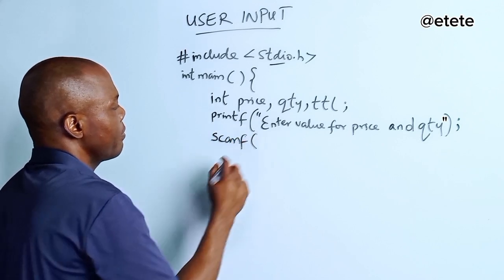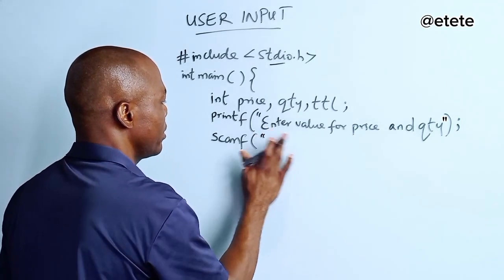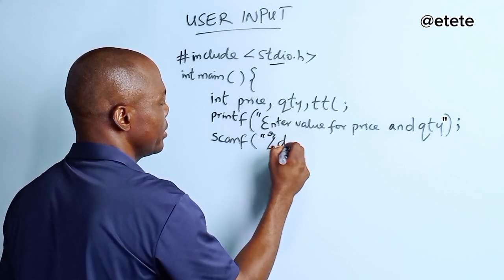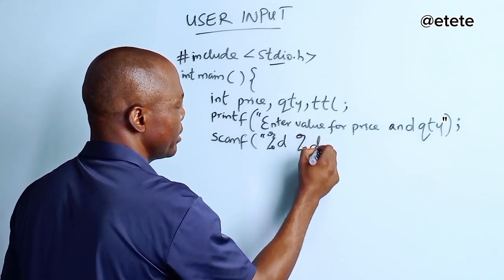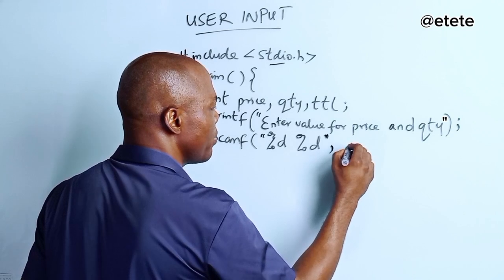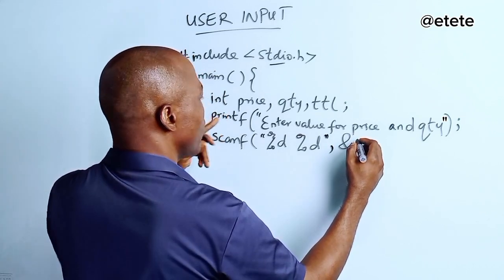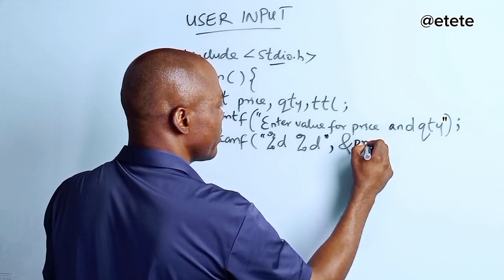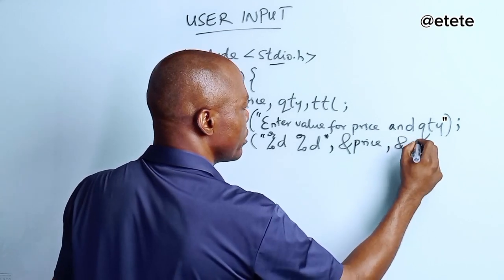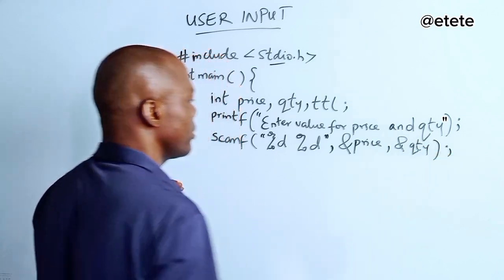scanf. I'll bring my format specifier, percentage %d, then another %d. Then I'll close this and then I'll say comma. Then I'll bring this sign, address of price and address of quantity. Then I will close this and I will close this.